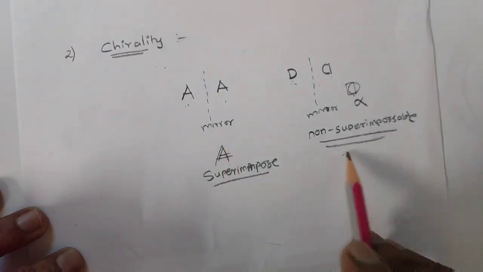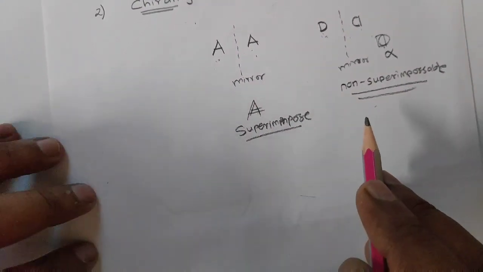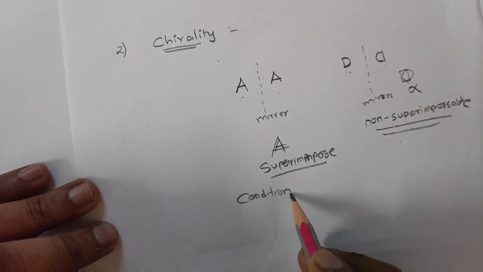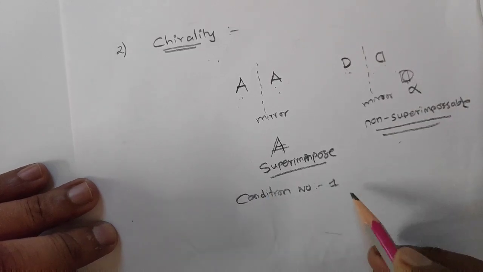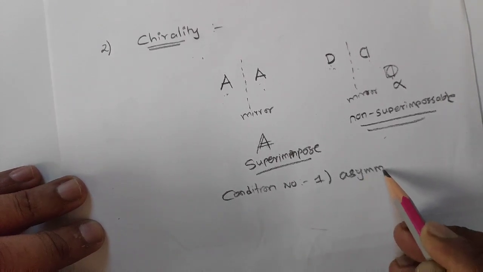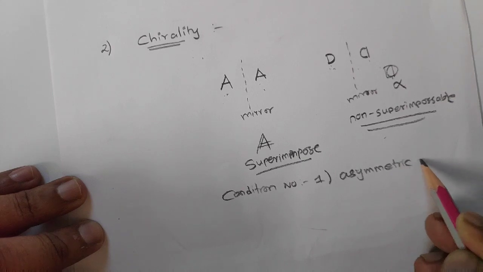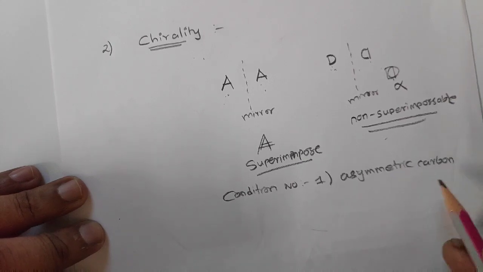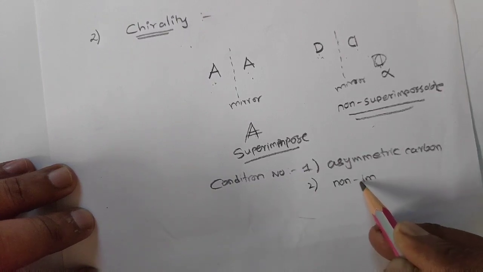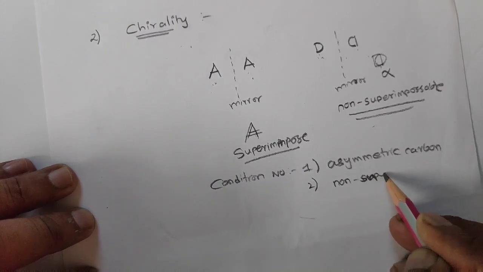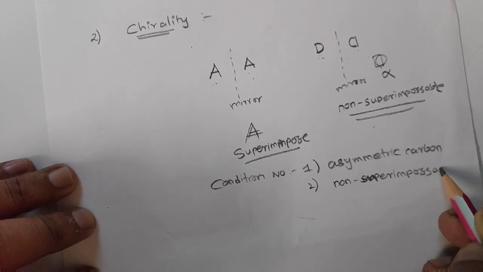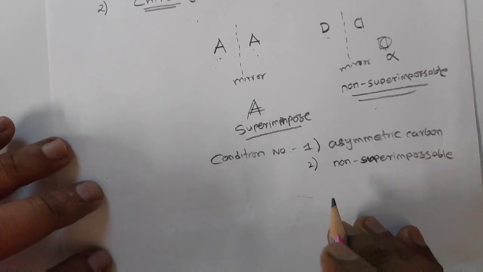So chiral compounds are the ones for which there are two conditions for a compound to be chiral. Condition number one, an asymmetric carbon must be there. What must be there? Asymmetric carbon. Now what is this? This I will explain next. And second is non-superimposable. Right?